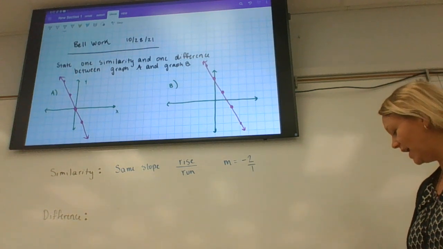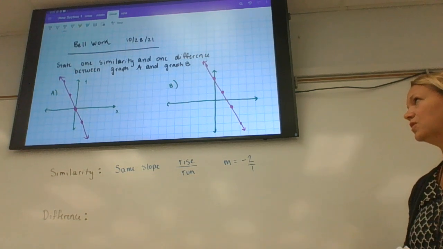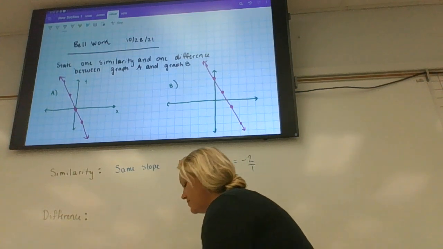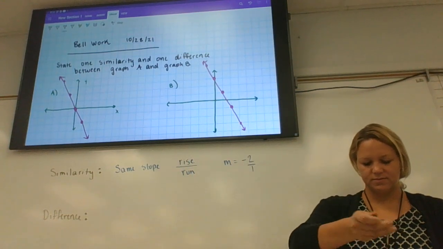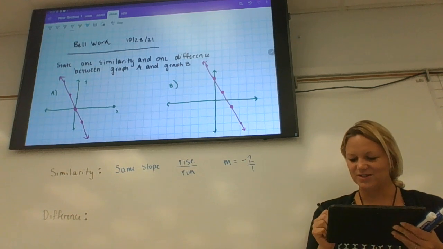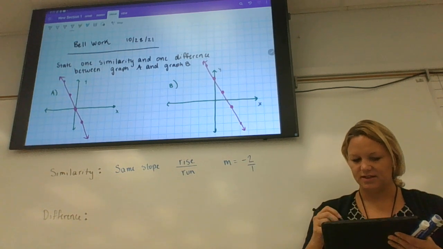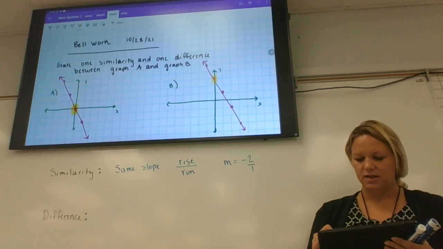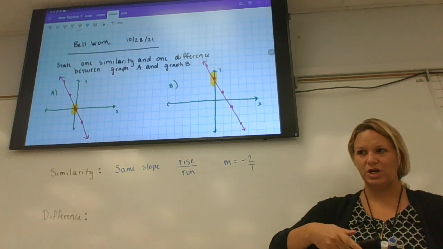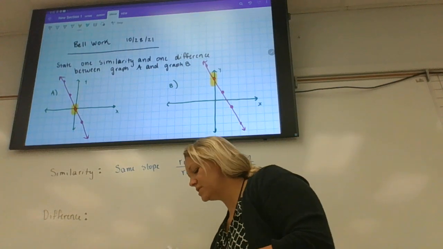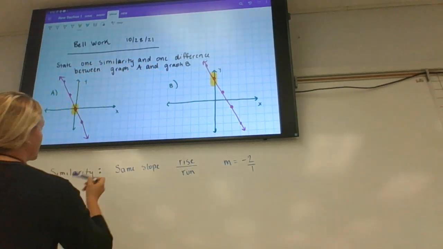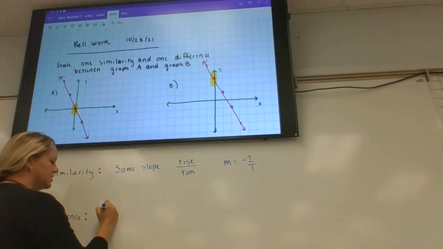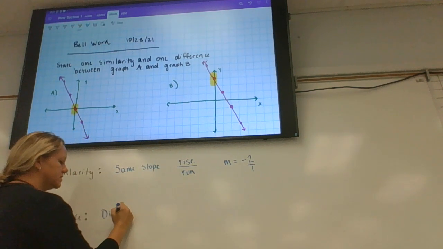What's happening on the y-axis is different. The y-intercept is different. They have different y-intercepts. This y-intercept's at 0, and this y-intercept's where? 1, 2, 3. It's at 3, yeah. So their difference is that they have different y-intercepts.